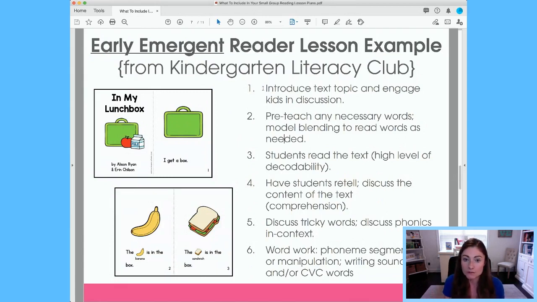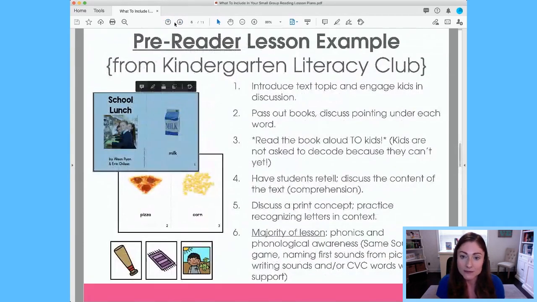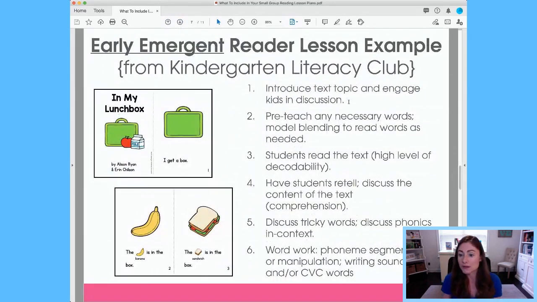So just like with our pre-readers, we're going to introduce the text topic and engage kids in discussion. So with the KLC, our members get 3 fiction, 3 nonfiction books. So you can see that this topic is actually related to this one, and that's intentional. But anyway, we're going to talk about the topic with kids, try to get that oral language going. And then next up, you can pre-teach any necessary words. So we are looking for decodability.